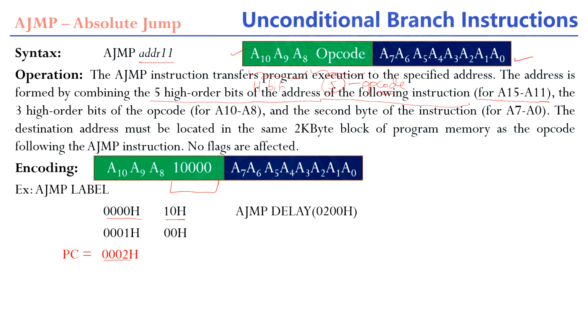Then, as per the operation, the five higher order bits of the following instruction, A15 to A11, are copied as they are for this instruction, whereas the remaining 11 bits are taken from the address specified here. So that means here we have specified 0200H.